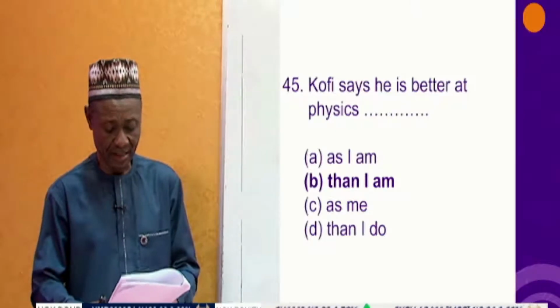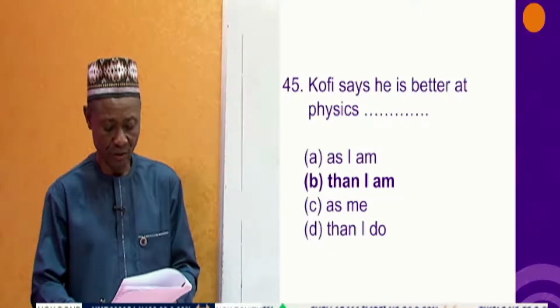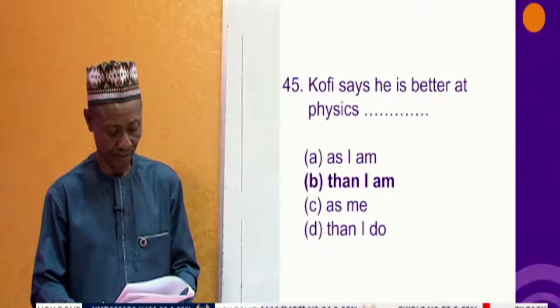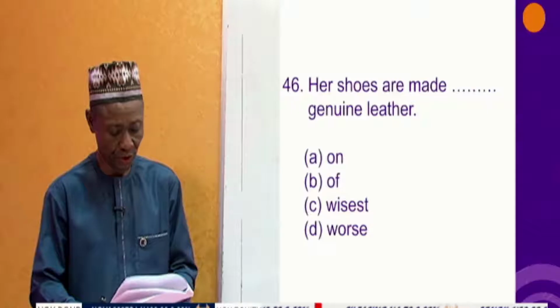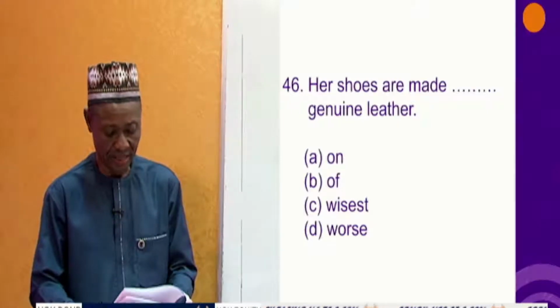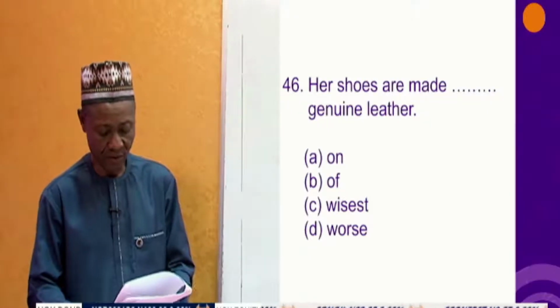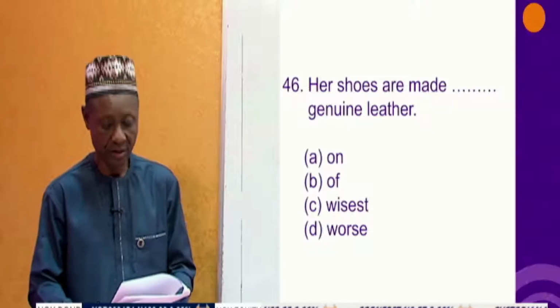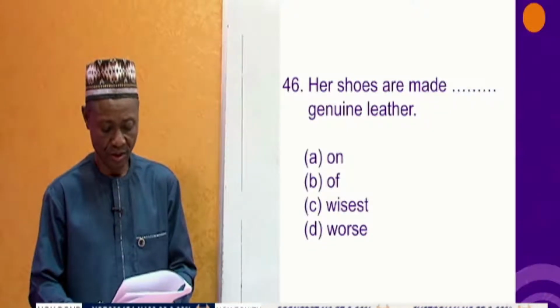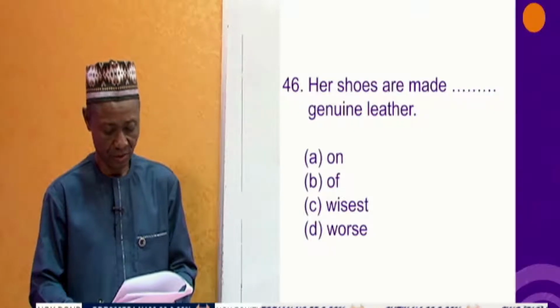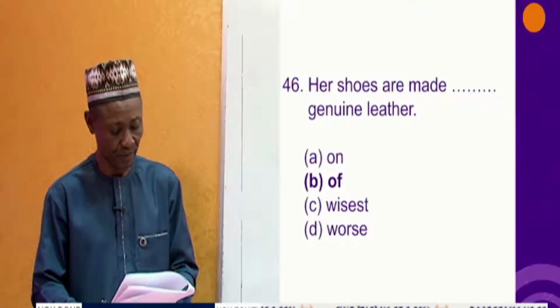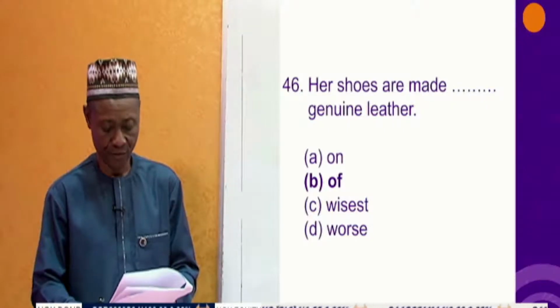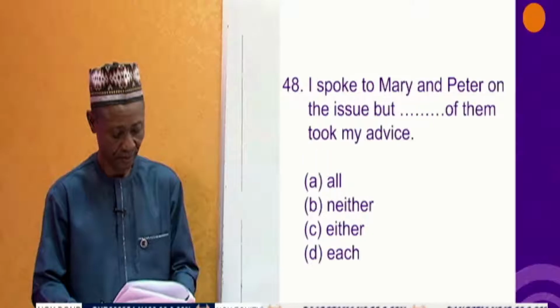Now, the appropriate answer is option B, which is than I am. Question number 46. Her shoes are made dash genuine leather. We have the following options. A, on. B, off. C, wisest. D, was. The appropriate answer, which is from preposition here, is off, which is option B.